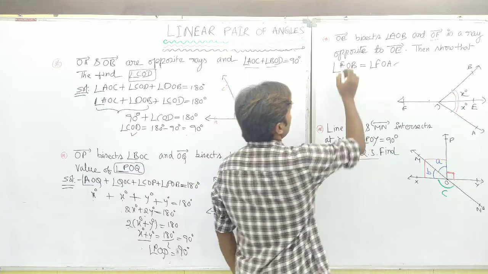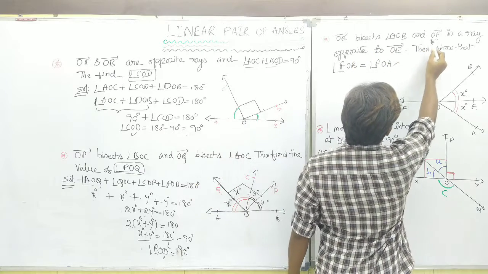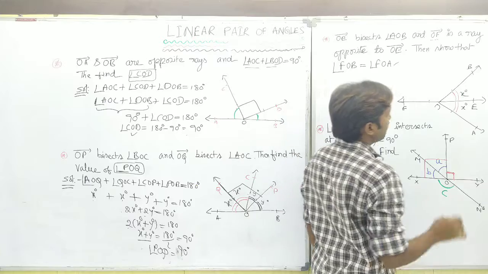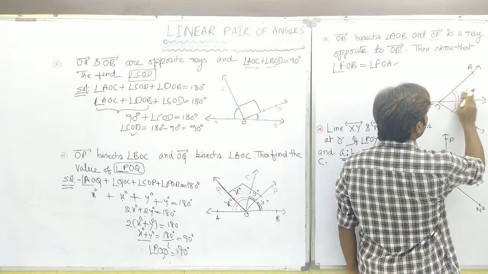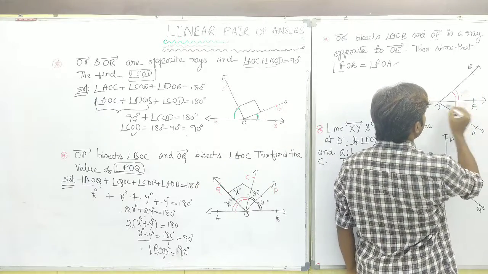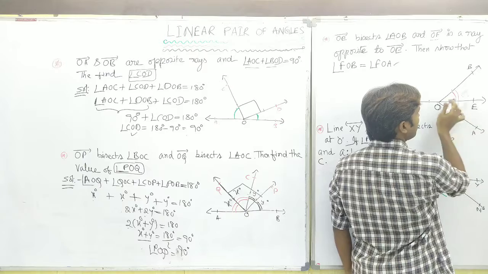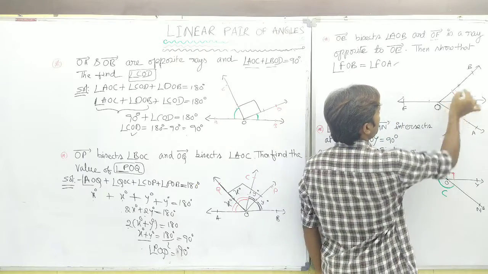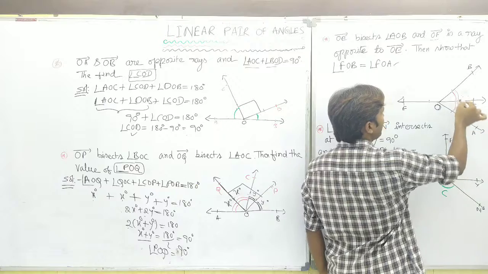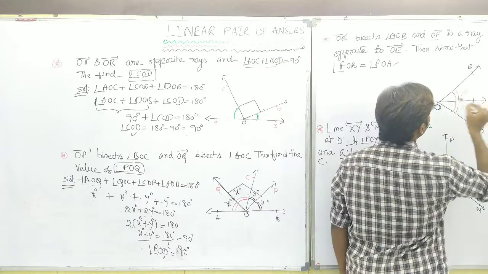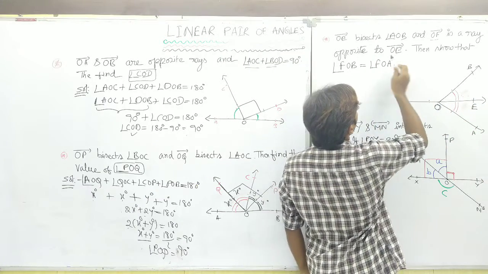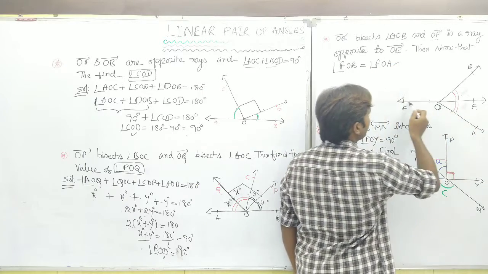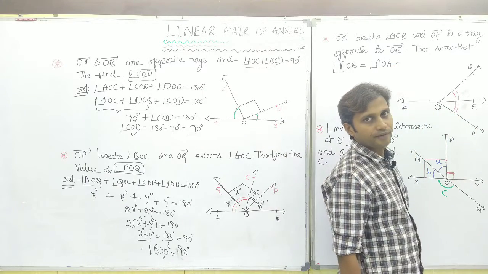Just see. OE bisects angle AOB and OF is a ray opposite to OE. First of all, see here, OE is bisecting. OE means this one. Angle AOB means this entire angle is bisected by the ray OE. And OF is a ray opposite to OE. This is OE. Exactly oppositely directed ray is OF.